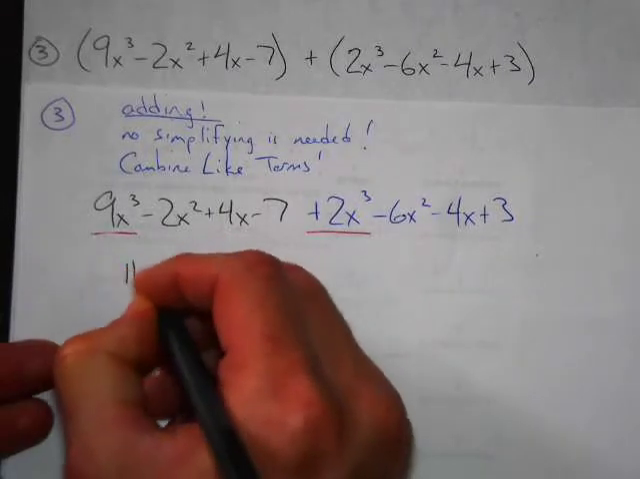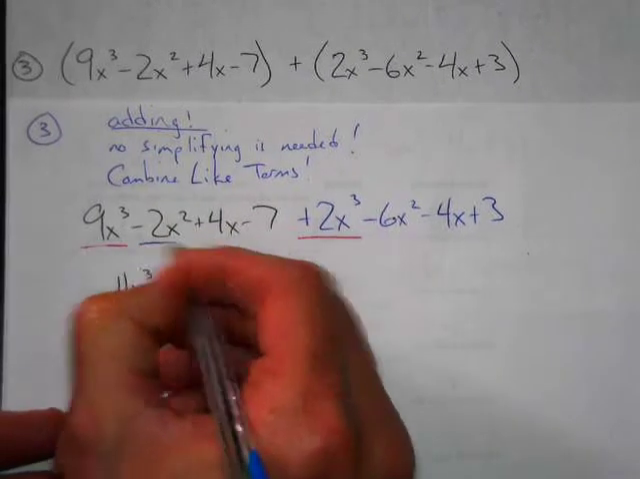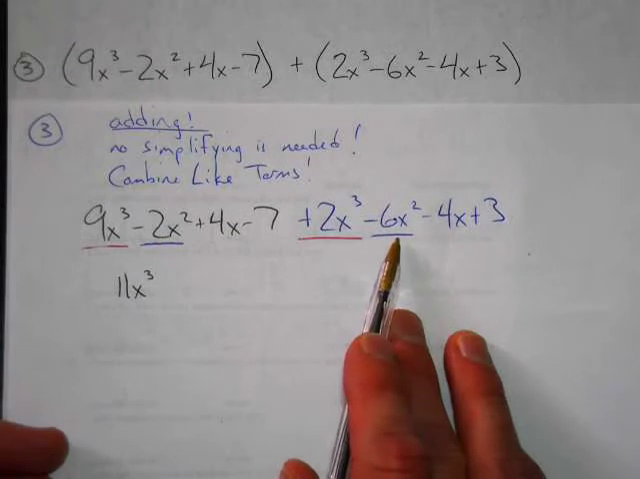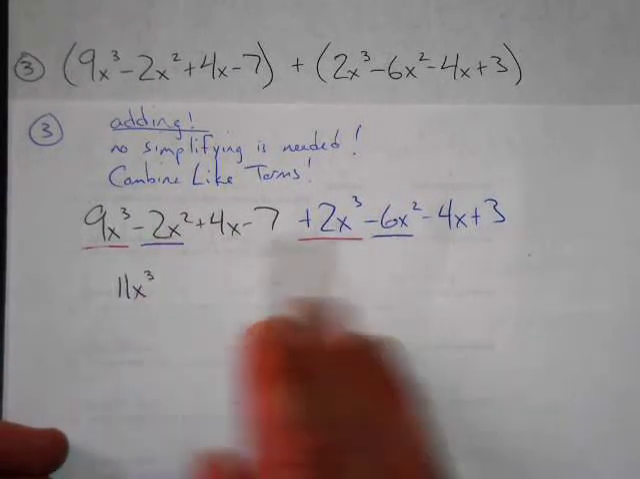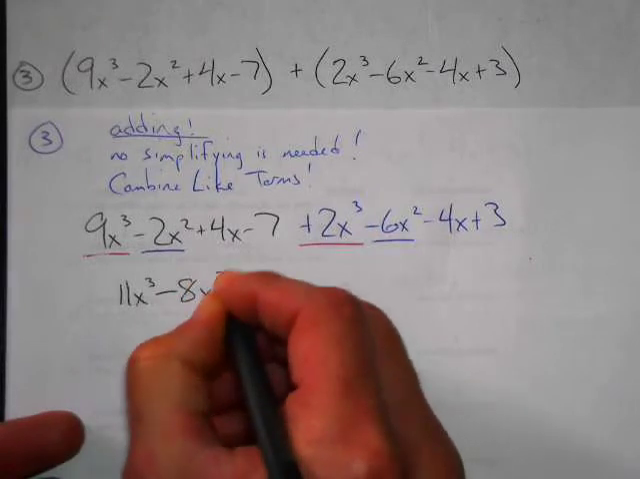So there are 11 x cubes. Then we have our x squareds. There's minus 2 of them and minus 6 of them. Negative 2 minus 6 is negative 8. So it's going to leave us with negative 8 x squareds.